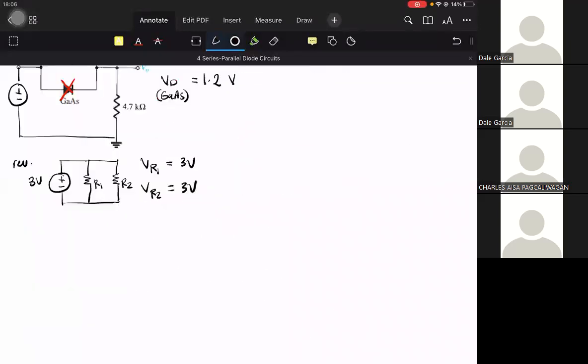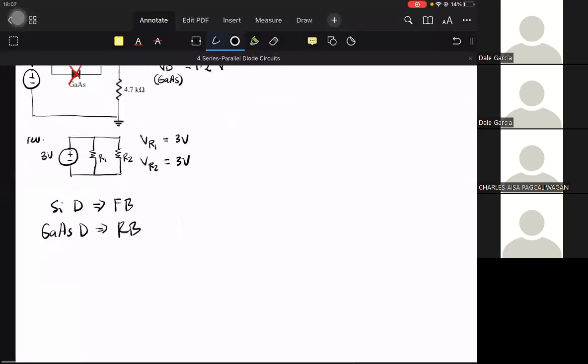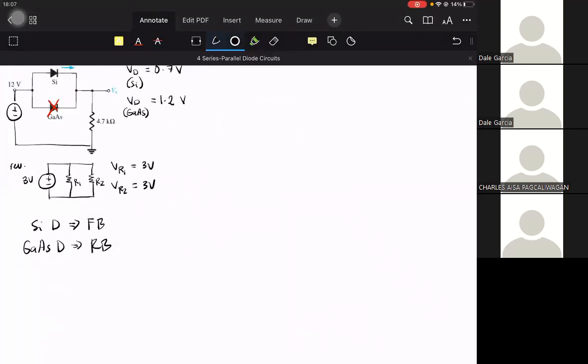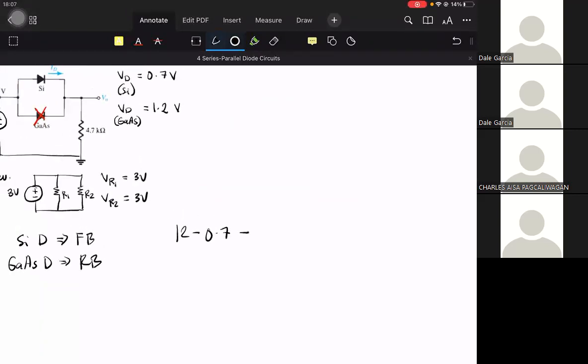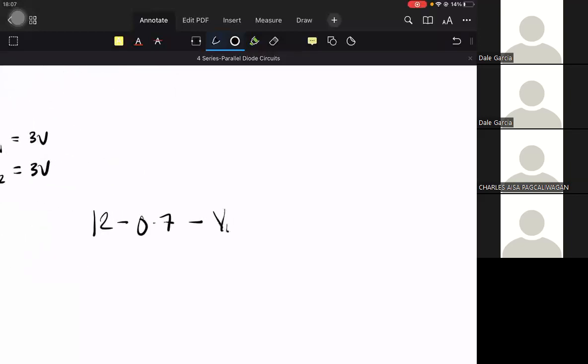So, silicon diode, forward bias. Gallium arsenide diode, reverse bias. And itong circuit is purely series. So, performing KVL, 12 minus 0.7 minus VO equal to 0. Therefore, VO is equal to 11.3 volts.